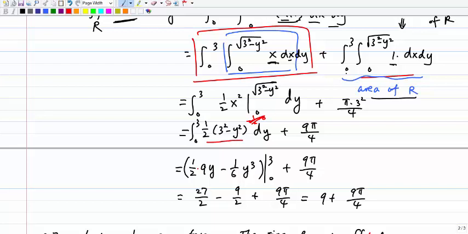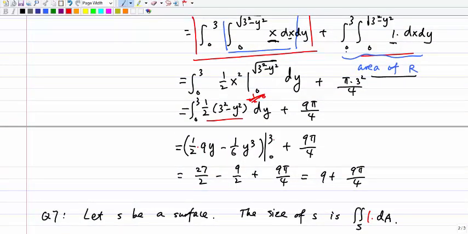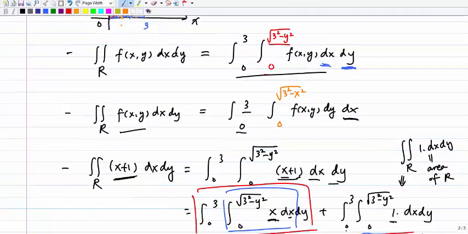Evaluate from 0 to 3. When you do that, replacing by 3, you have 1/2 times 9 times 3, which is 27 over 2, minus 3 times 3 times 3 divided by 6. You cancel out the 3, this becomes 2, so this is 9 over 2. Plus 9 pi over 4. Don't forget about this one. So 27 minus 9 is 18, 18 divided by 2 is 9, and this is 9 pi over 4. Okay, so that's question number 6.